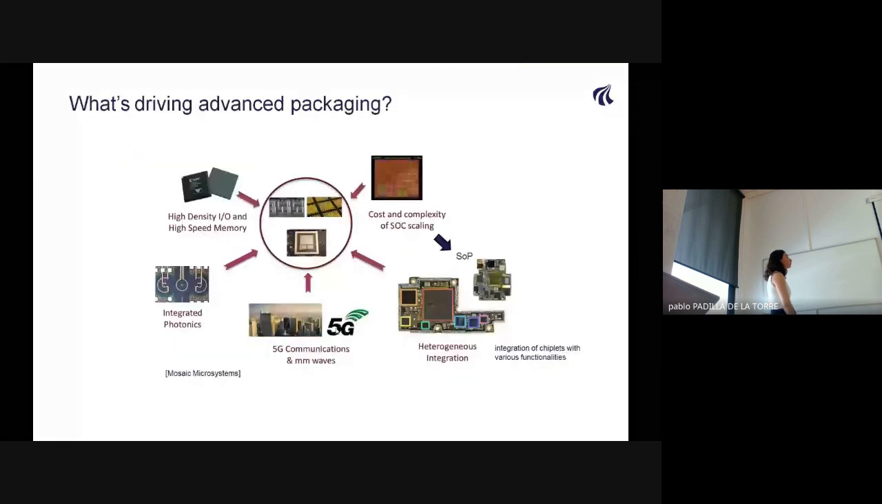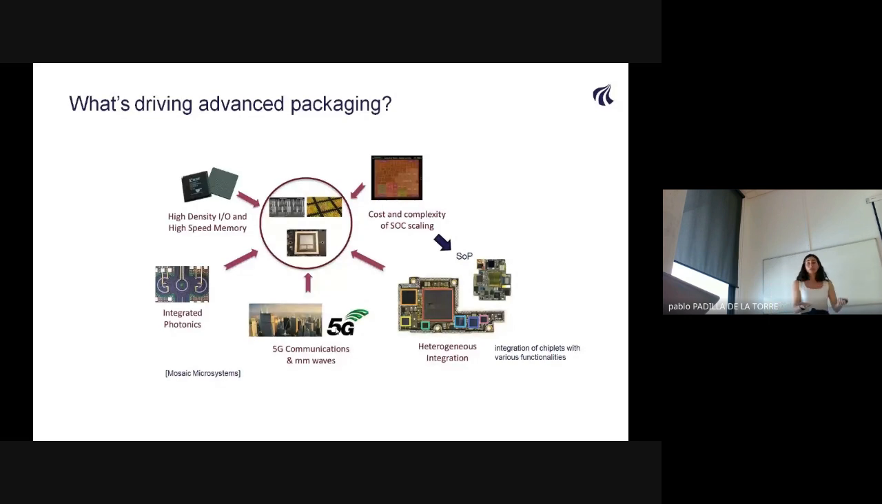And so why is this interesting for packaging? So usually what we saw in the industry was system on chip. So you have a silicon chip and you have all the solutions in your chip. But since we are reducing our solutions, the transistor cost and complexity are increasing, and the performance is not that good. So the industry is tending to system on package.